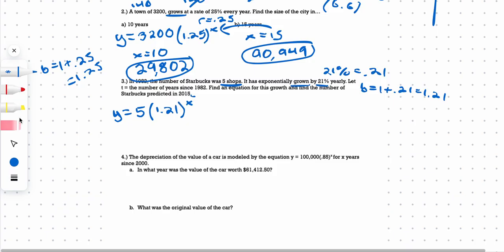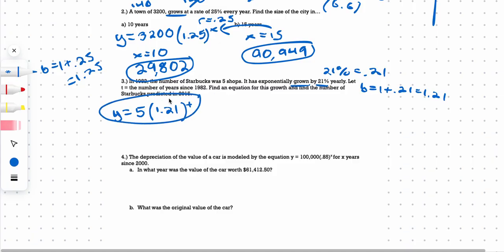Or actually not x, I'm sorry. Technically this should be t, based on the variable they gave us. Okay, so this is our equation.